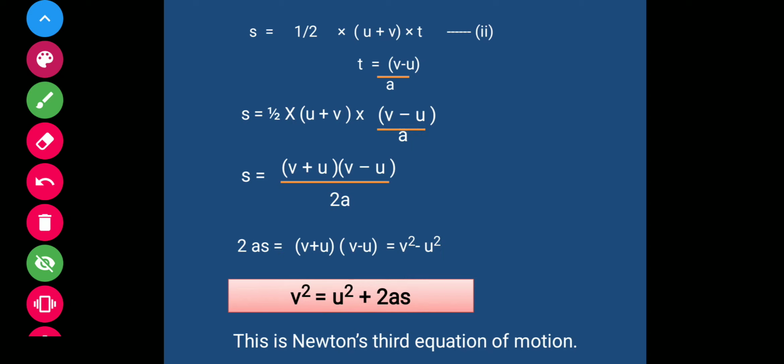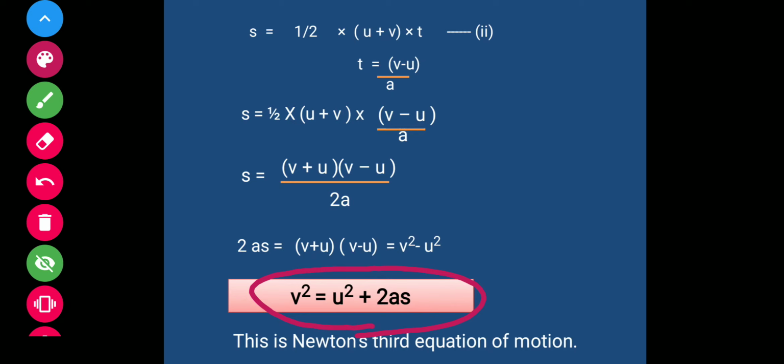2as. So this is Newton's third equation of motion: v square is equal to u square plus 2as. This is the derivation of the third equation of motion.